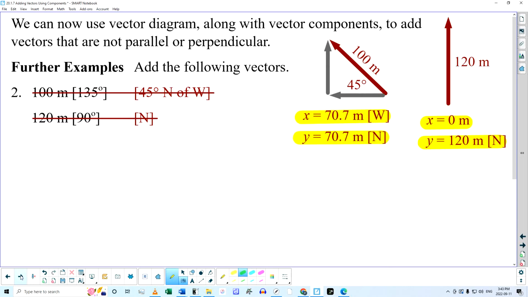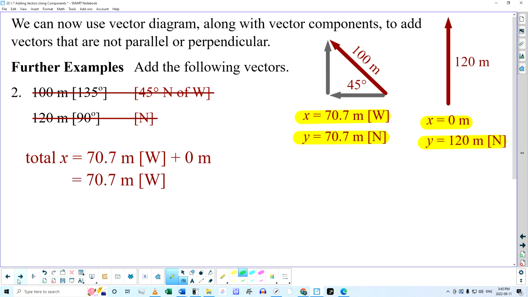So it seems as though we've made things more complicated because we've gone from trying to add two vectors, the original vectors, and now we're adding four vectors. However, since these are all horizontal and vertical, it's very easy to add them. I can find the total x by adding my 70.7 meters west and my 0 meters, and I get a total west of 70.7 meters. Pardon me, I get a total x of 70.7 meters.